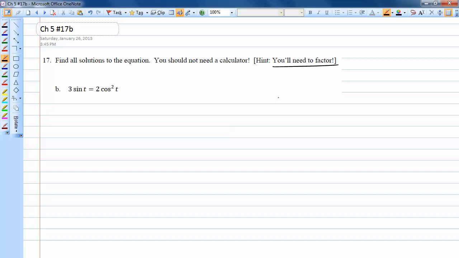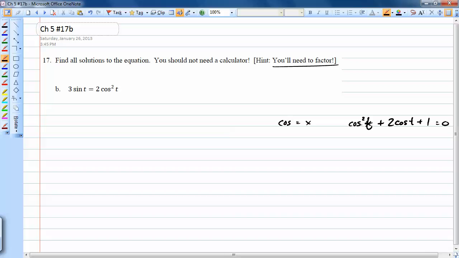And if you're going to get a quadratic, you want to make cosine your x, so that you end up with something like cos squared x, or cos squared t in this case, plus 2 cos t plus 1, something like that, equals 0. And then this is really like an x squared plus 2x plus 1 equals 0 problem, and then you can factor that. So let's play with this and see what we can end up with.